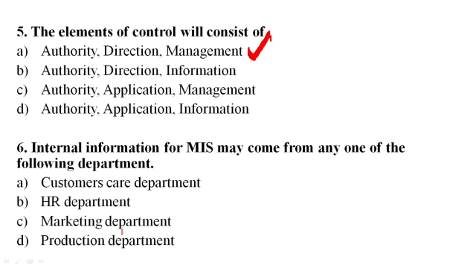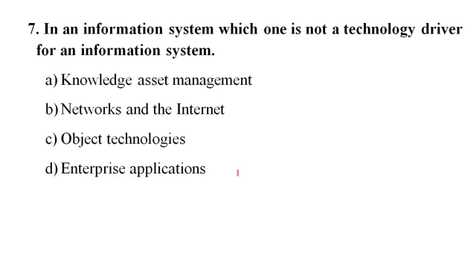In an information system, which one is not a technology driver for an information system? Options are A, knowledge asset management, B, networks and the internet, C, object technologies, D, enterprise applications. So the right answer is option C, object technologies. Next, we'll move on to the eighth question.